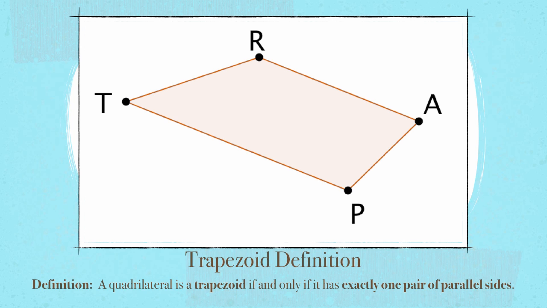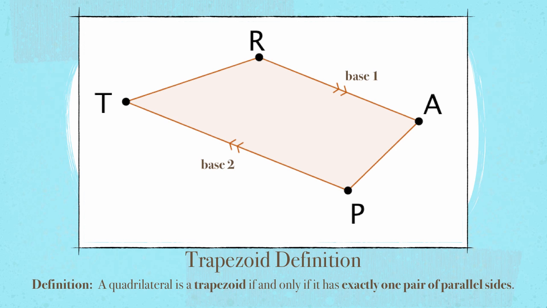A quadrilateral is a trapezoid if and only if it has exactly one pair of parallel sides. So in this trapezoid, let's call it TRAP, I would know that, let's say, TP is parallel to RA. Couple things. The sides that are parallel are called the bases. So maybe I'll call this base 1 and base 2. It doesn't have to be like that. You could have said maybe TP is base number 2, RA is base 1. Either way is just fine.